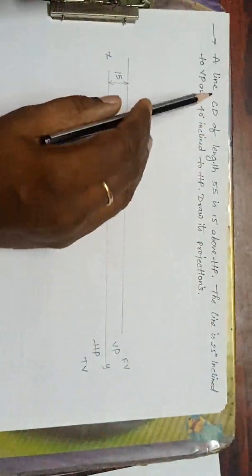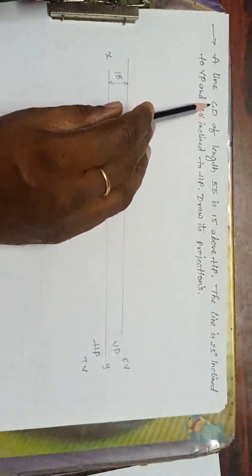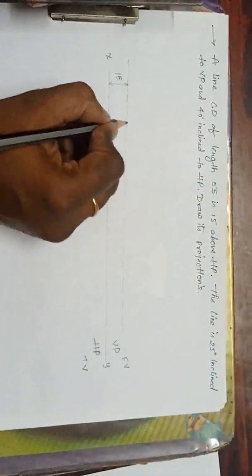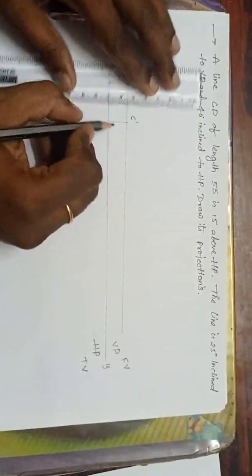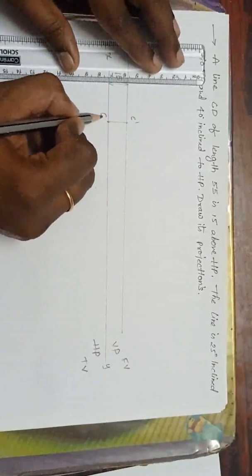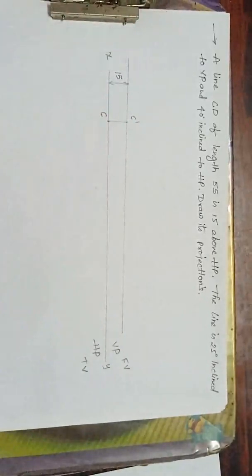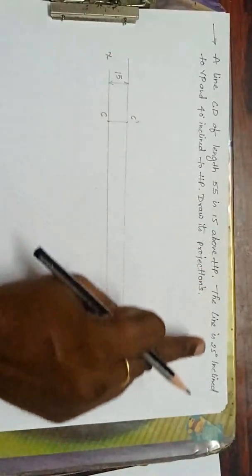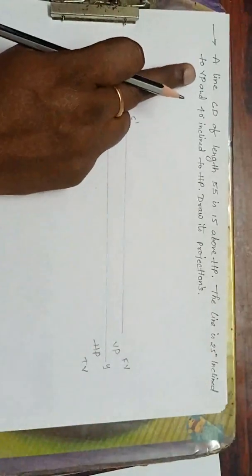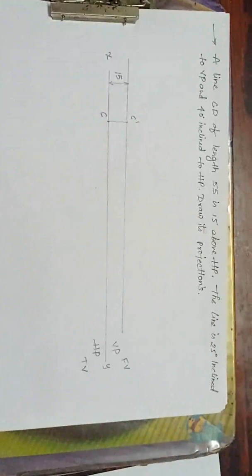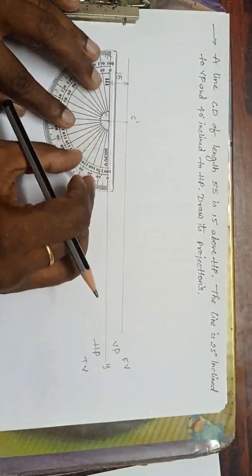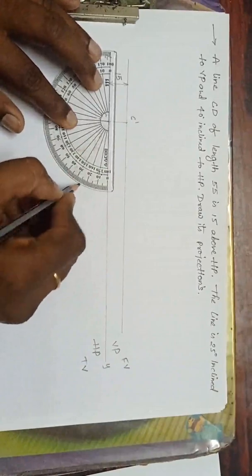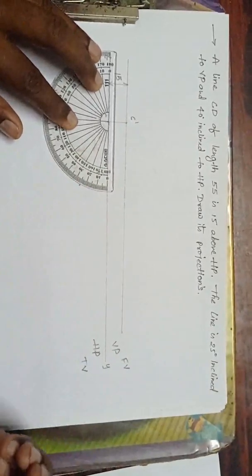Now, next what I have to consider? I have to consider one point on the line CD. He has given line CD, so I will consider point C. This is C dash and this is C. Now, I will draw the inclinations. He said 25 degrees inclined to VP. This inclination should be in the HP. So I am taking 25 degrees.